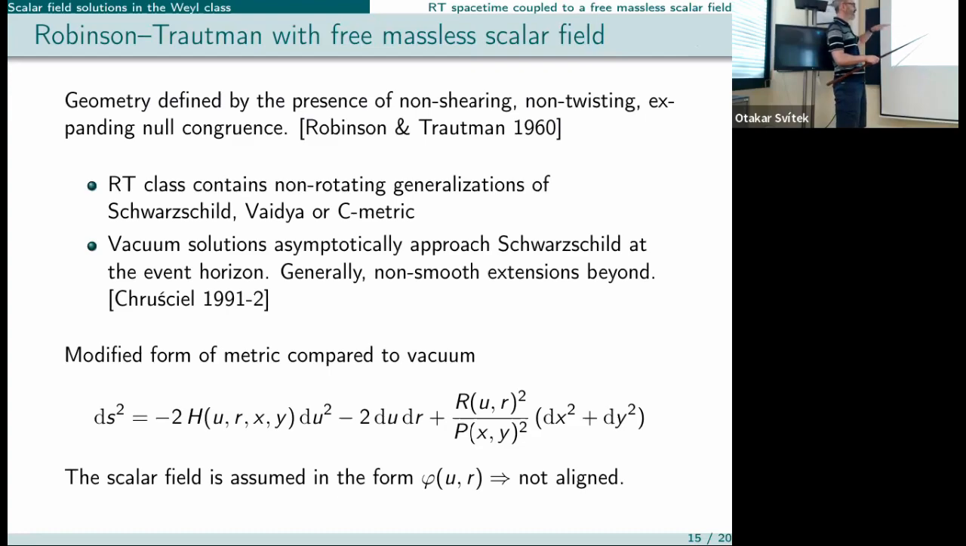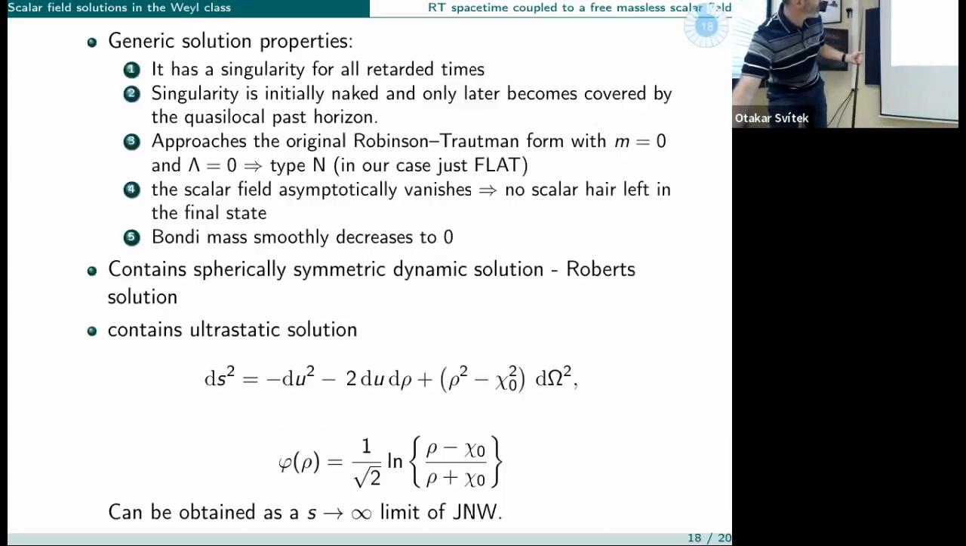So then we generalized this to scalar field. For the scalar field, we had to change the ansatz of the metric. For vacuum, you would have just this small r squared, and this provides you with too restricted a Ricci type of the geometry. So when we made this ansatz, we extended the Ricci type of this Robinson-Trautmann geometry, and then we were able to input the scalar field that depends on these two coordinates, and it was non-aligned. This is just how it looks, but that's not too important. So now you have basically as the source of your geometry just the scalar field.